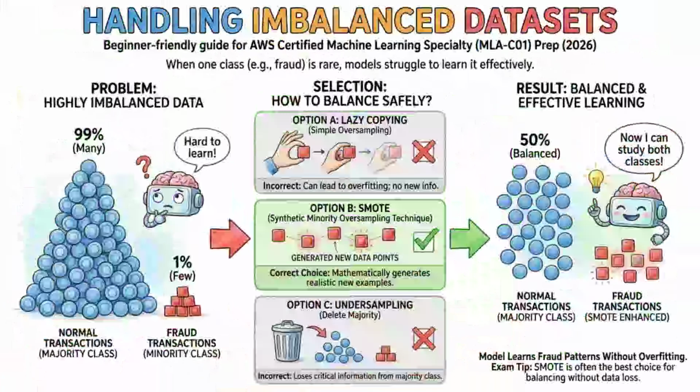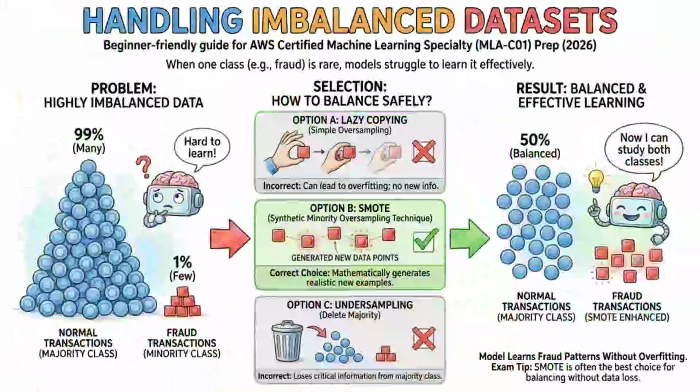To safely fix an imbalanced dataset, you must use a clever mathematical oversampling technique called SMOTE, which stands for Synthetic Minority Oversampling Technique. Instead of just lazily copying the rare fraud examples over and over, SMOTE mathematically generates brand new, entirely fake data points that look incredibly realistic to the algorithm. This perfectly balances the entire dataset, giving the machine learning algorithm plenty of positive and negative examples to study so it can finally learn what a real fraudulent transaction looks like.